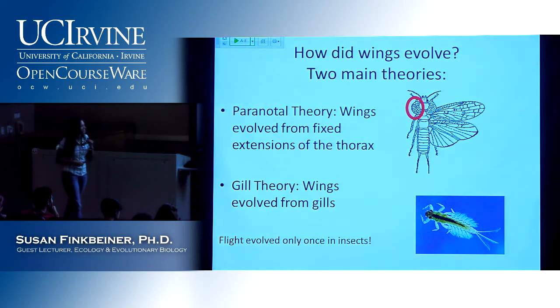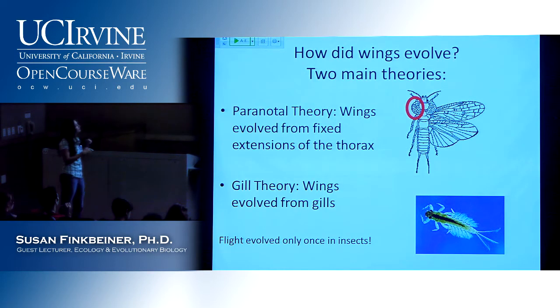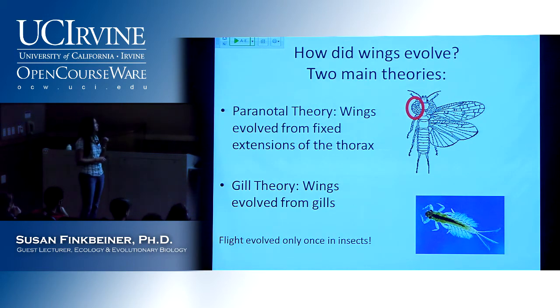So this is something that's interesting to me. It's not extremely important for you guys to know, but it's kind of cool to think about. Within the literature, there are two main theories as to how insect wings evolved. The first is the paranotal theory, that wings evolved from fixed extensions on the thorax. And the second is the gill theory, in that wings evolved from the gills.